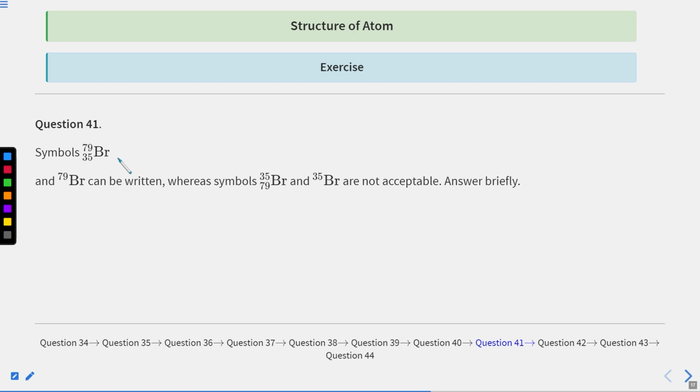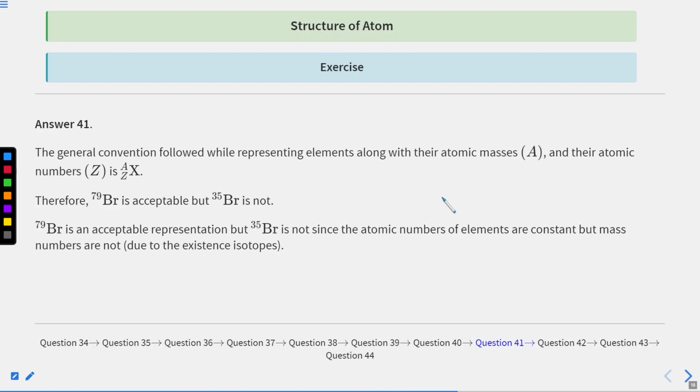Next, the symbol of this bromine can be written in this way, whereas the symbol of this bromine cannot be written in this way. Why is this so? It is written that this symbol can be written, whereas this symbol and this symbol are not acceptable. What is the reason? We know the general convention followed for writing the symbol is this: the atomic number at the bottom, the mass number on the top, and here the element symbol. 79 Br is acceptable, but 35 Br is not. So for that reason we cannot accept this.